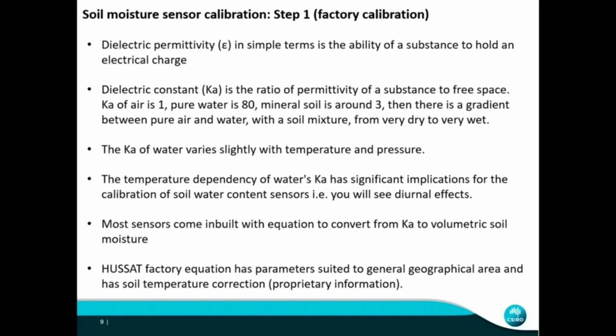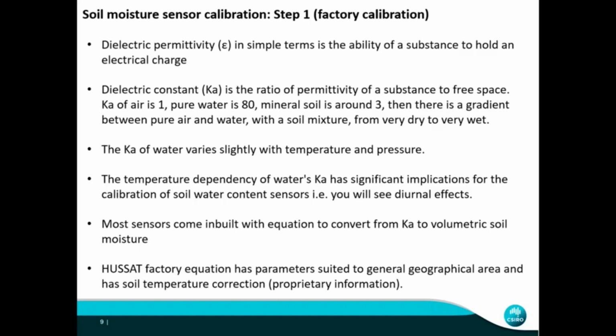Generally there's a mathematical function that's developed to relate the dielectric permittivity to the volumetric soil moisture. One of the difficult things is that this permittivity is sensitive to a number of things, temperature being the main one, and pressure. So when you look at the raw data coming from the sensor, if the sensors are near the surface, you'll see a diurnal type variation. A lot of these factory calibrations come with a soil temperature correction factor in these equations.